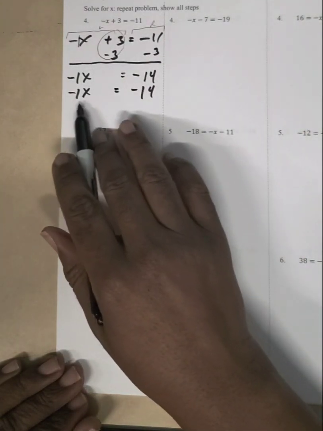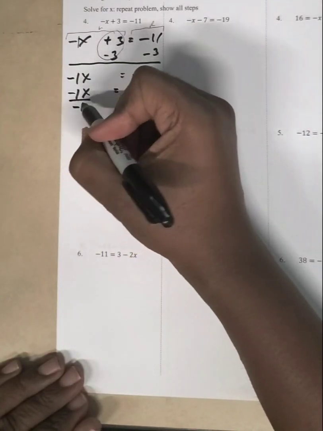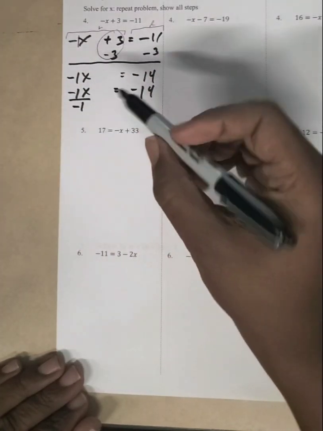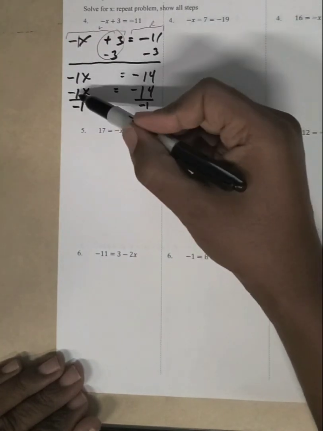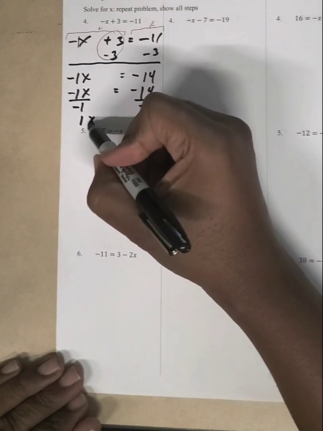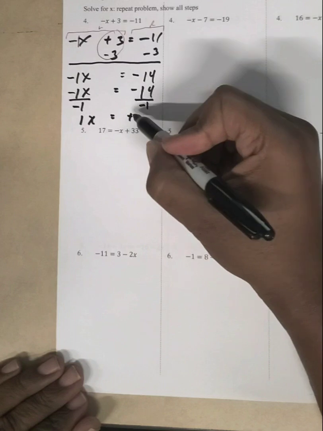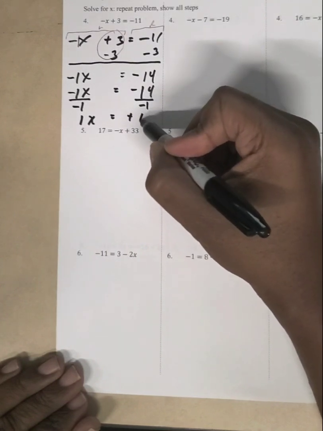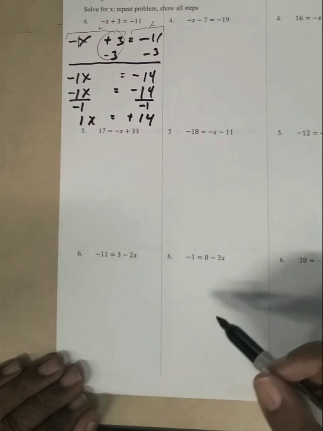Now we'll get rid of the negative 1 that's multiplying with the x by using a dividing negative 1. And what do we do on one side? We do on the other. Okay, so here's another negative 1. Negative 1 divided by negative 1 is positive 1 times x equals negative divided by negative here is going to be a positive, and 14 divided by 1 is 14. So x equals a positive 14.